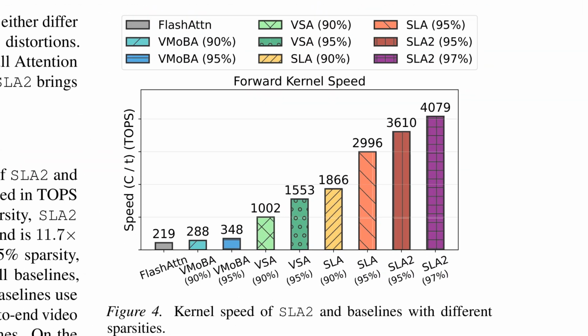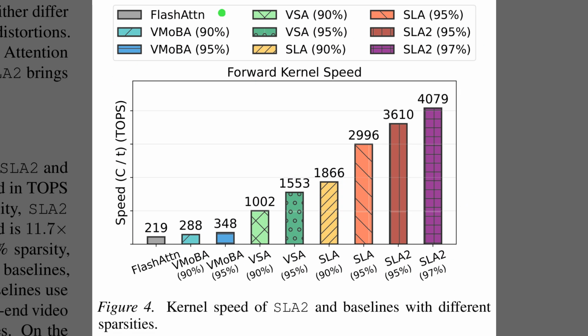Well, shifting focus to efficiency, Figure 4 compares the forward kernel speed across different attention mechanisms. The vertical axis measures throughput in trillion operations per second, or TOPS. Starting on the far left, the gray bar shows flash attention lagging behind at roughly 200 TOPS. In the middle, competing sparse methods like VMoBA and VSA show gains, climbing up to 1500 TOPS. However, SLA2 dominates on the far right. The tall purple bar for 97% sparsity hits over 4000 TOPS, which is an 18-fold improvement over the standard baseline.